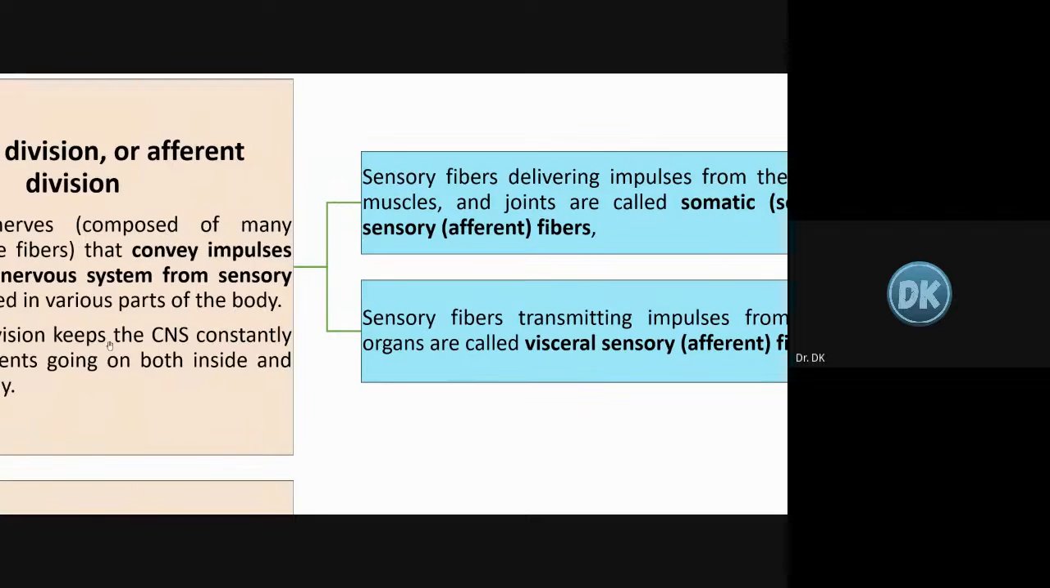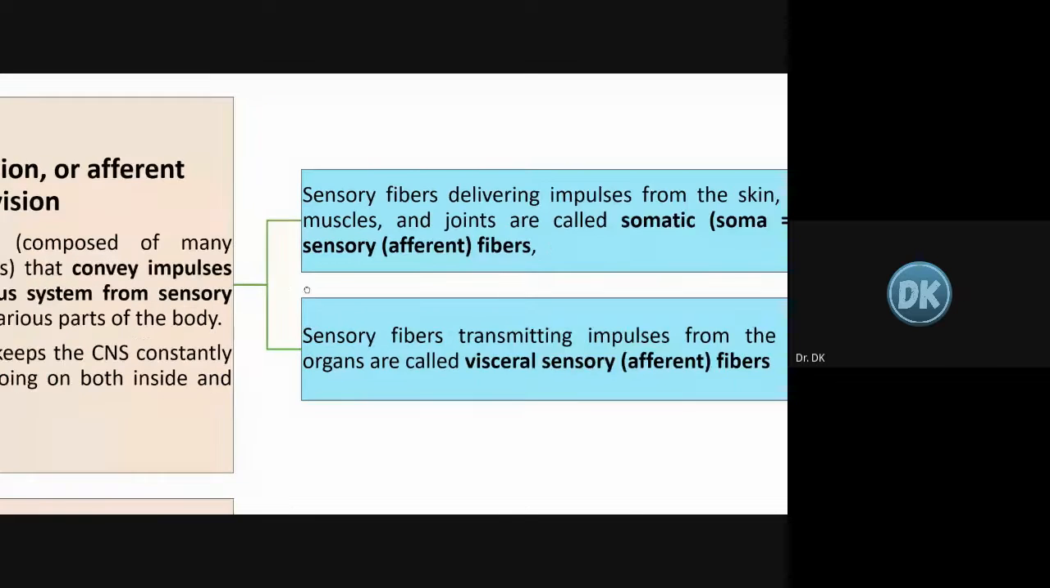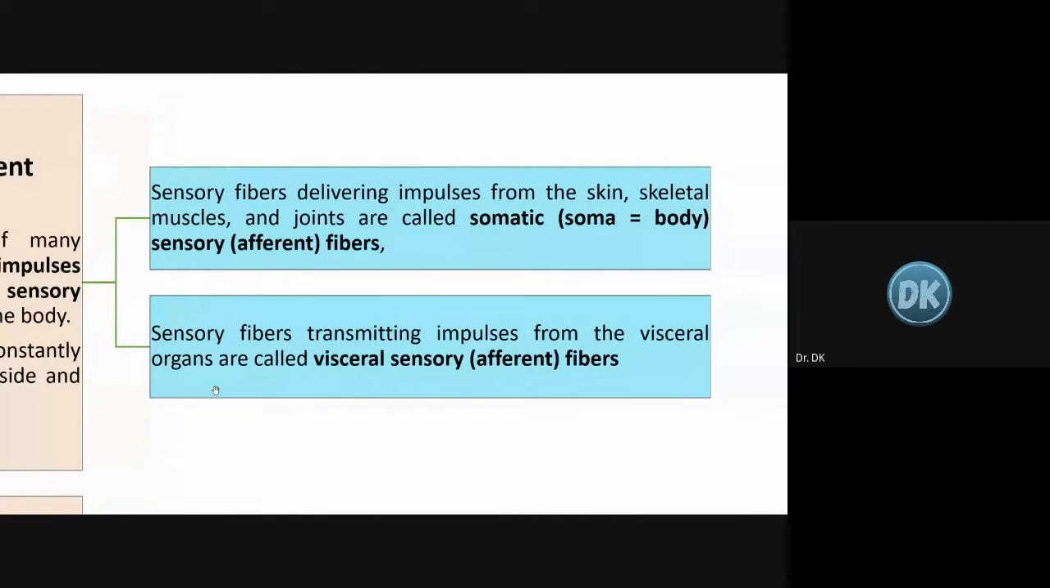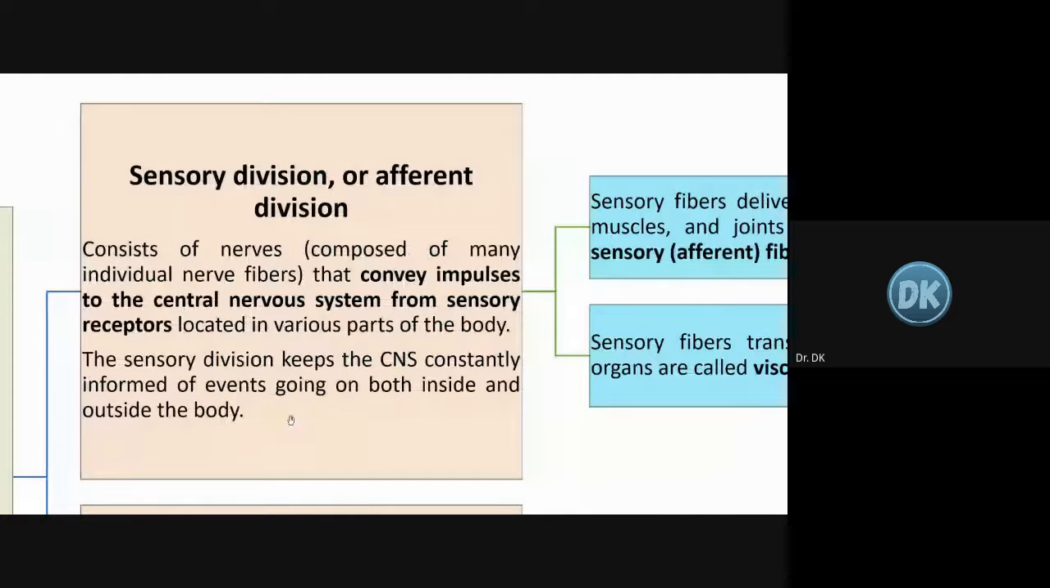So the first classification is the sensory division, or afferent division. Its main function is to take information about changes in the body and send it to your brain. There are two types: somatic sensory fibers, present in your muscles and joints, and visceral sensory fibers, present in your body organs. This is your first classification.